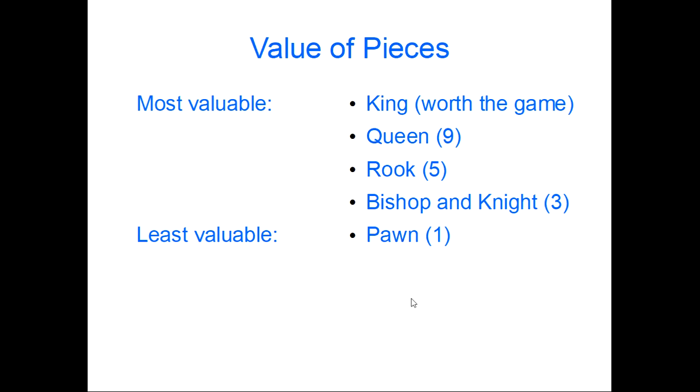And this is what I mean when I say more valuable. The king is the most valuable piece, then comes the queen, then rook, bishop and knight equal, and the pawn is the least valuable piece. When you do a pin, the pinned piece will always be shielding a more valuable piece.